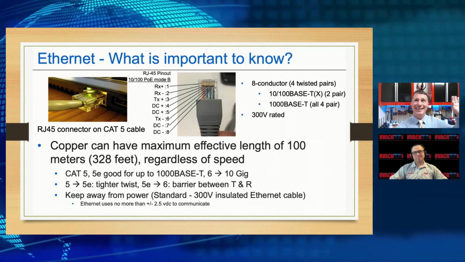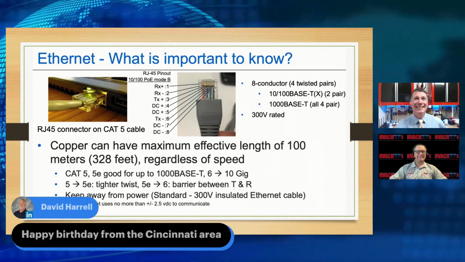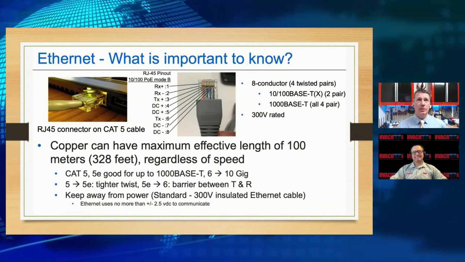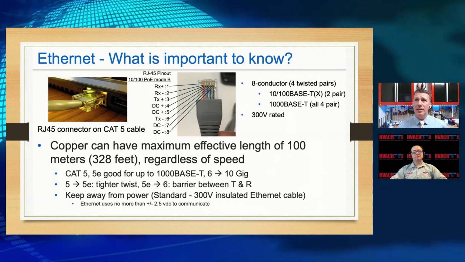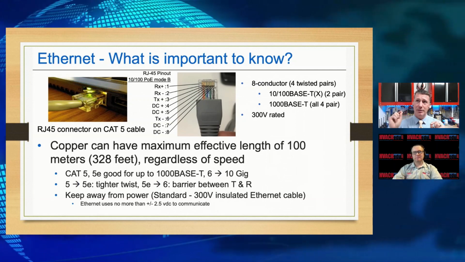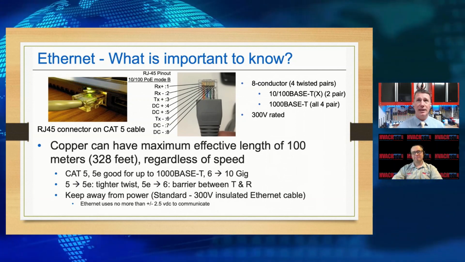Even our Ethernet cables use a variable 5-volt DC. It's a 0.25, but it's plus or minus, and I'll show you what that looks like here in just a second, how we get to that.